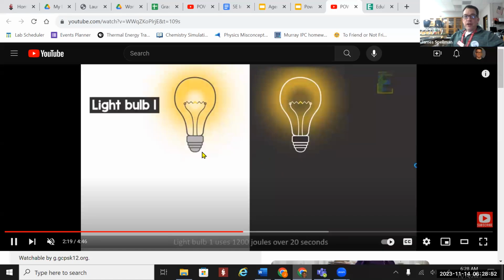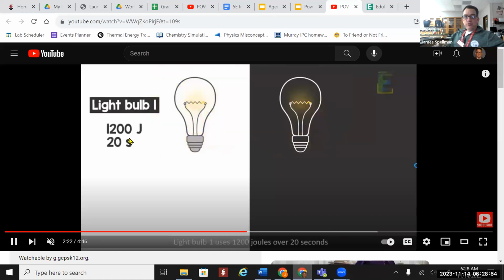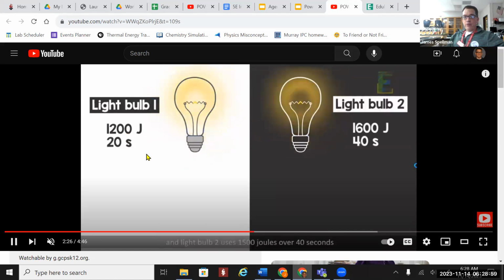All right, so if we had a couple of light bulbs to be able to compare with one another, if we knew the amount of joules that were going through it and the time that it took for that amount of energy to go through, we could calculate the power on both of those.